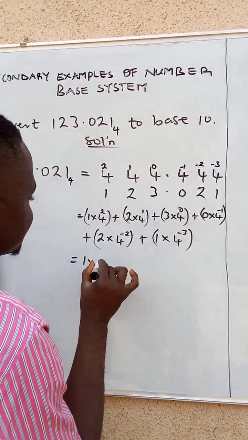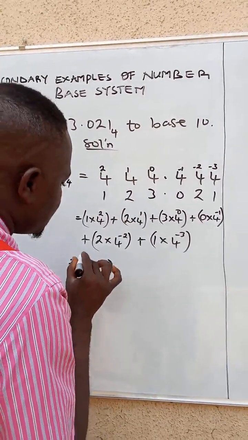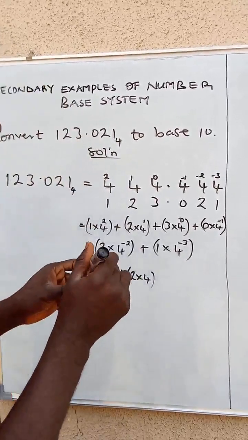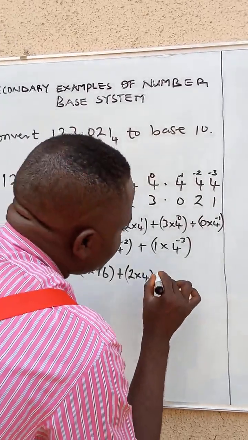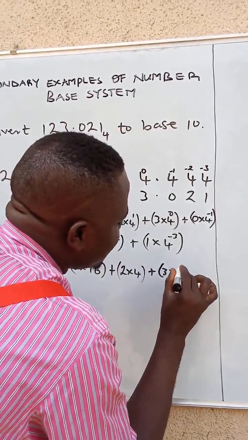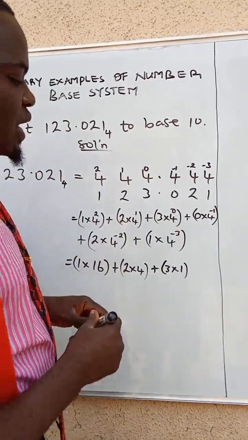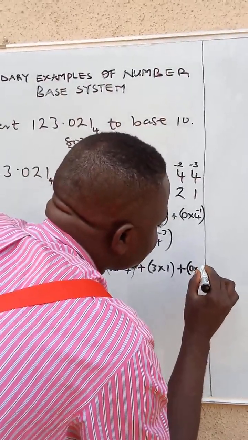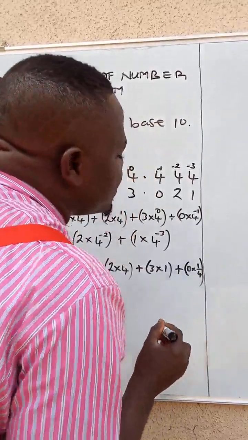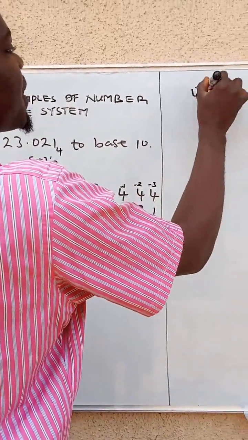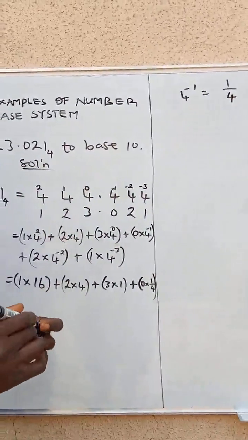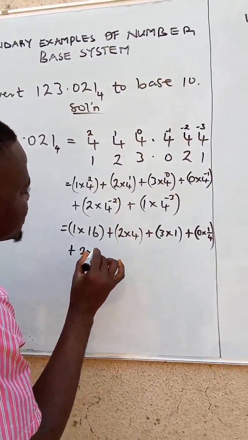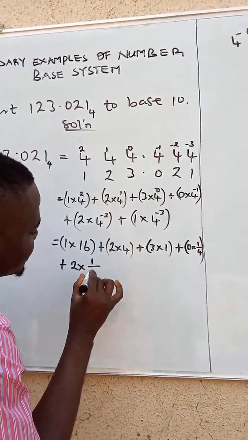That is 1 times 16. That is 4 times 4. Plus 2 times 4. 4 raised to power of 1 is 4. Anything raised to power of 1 is that thing. Plus 3 times 1. Anything raised to power of 0 is 1. Plus 0 times 1 over 4. You know, 4 raised to power of -1 is the same thing as 1 over 4. You got it? Then plus 2 times 1 over 16.